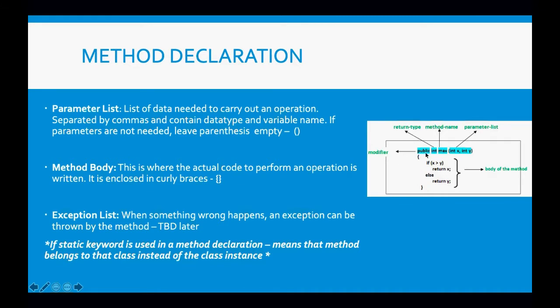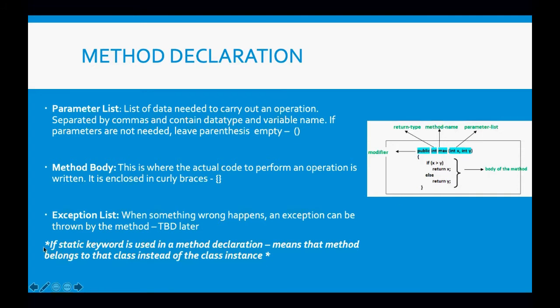As you can see in this method here, it is public. The return type is an integer. The name of the method is max, and this is the parameter list. So you have two parameters, two integers, integer x and integer y, and this is the method body with the code which says if x is greater than y, return x, else return y. I think my sister spoke about if and else in the previous classes, so this should be familiar to you guys.